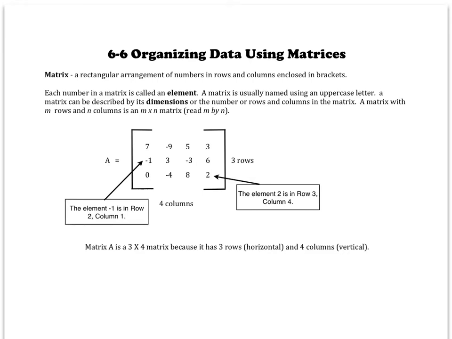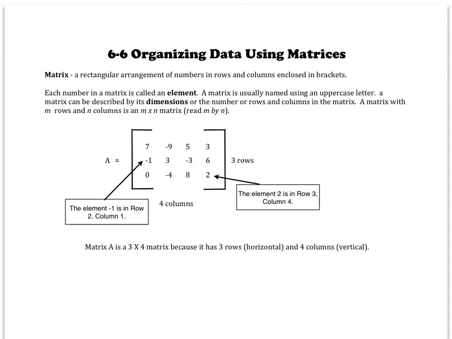Today we're going to do 6-6, organizing data using matrices. A matrix is a rectangular arrangement of numbers in rows and columns enclosed in brackets. Using matrices is something that you're going to do a little bit more of later on in Algebra 1 to learn how to solve systems of equations. It's just another method of doing that. And you'll also use it in Algebra 2 to solve systems of equations.